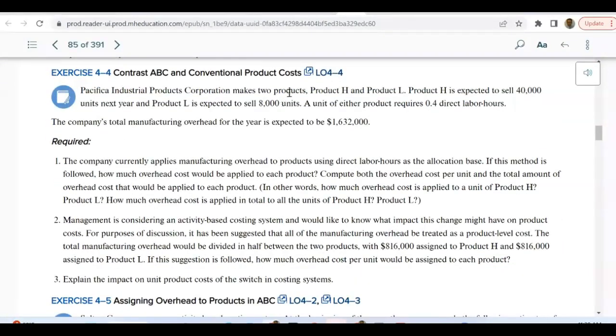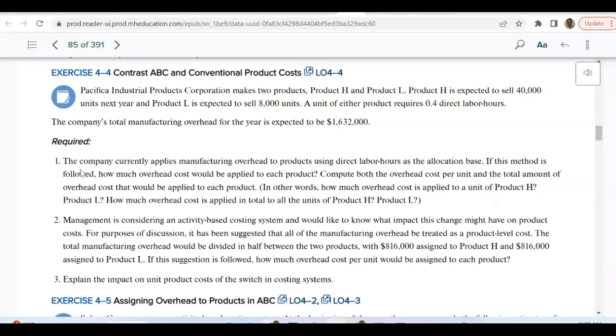The company makes two products, product H and L. Product H is expected to sell 40,000 units next year, and product L is expected to sell 8,000 units next year. A unit of either product requires 0.4 direct labor hours. The company's total manufacturing overhead for the year is expected to be $1,632,000.